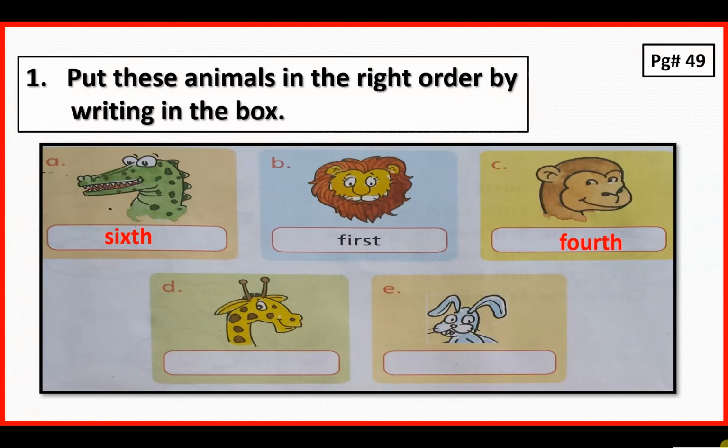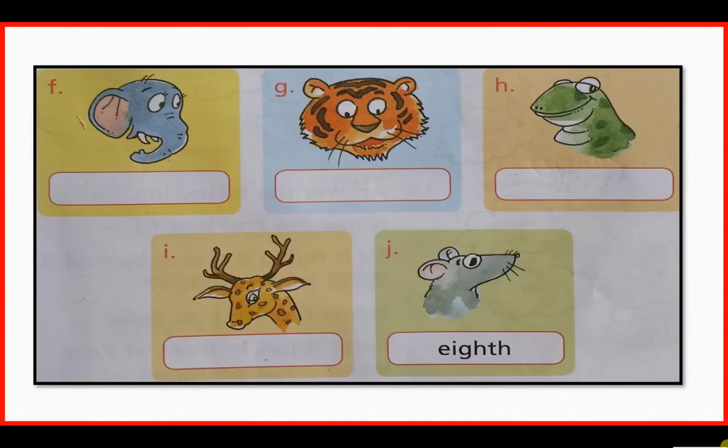Now giraffe has 9th position, so here we write 9th. N-I-N-T-H. Now rabbit has 2nd position, so here we write 2nd. S-E-C-O-N-D. Elephant has 10th position, so here we write 10th. T-E-N-T-H, 10th. Tiger has 5th position, so we write 5th in the box.